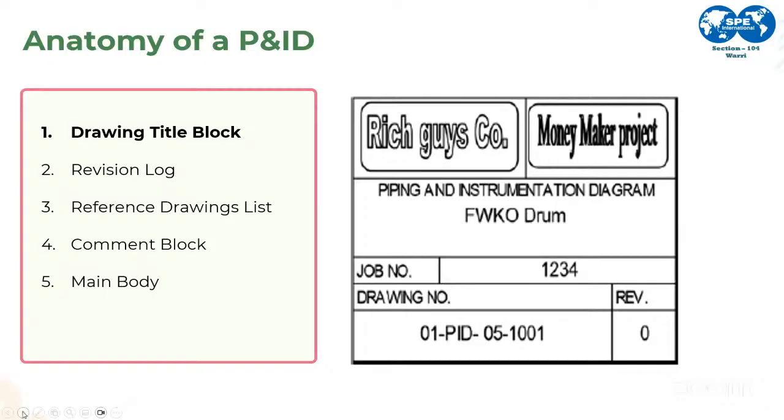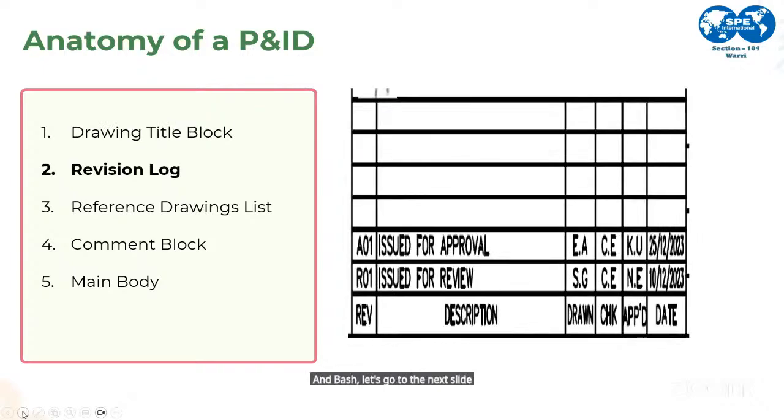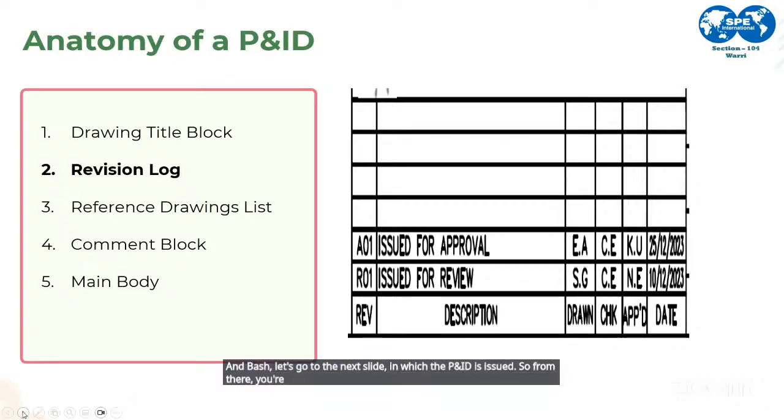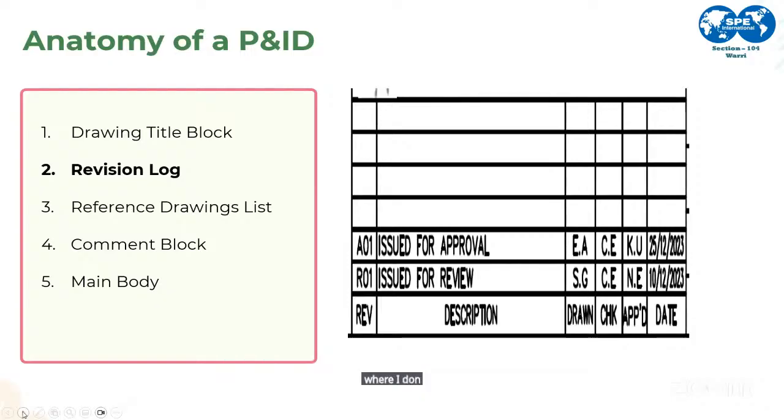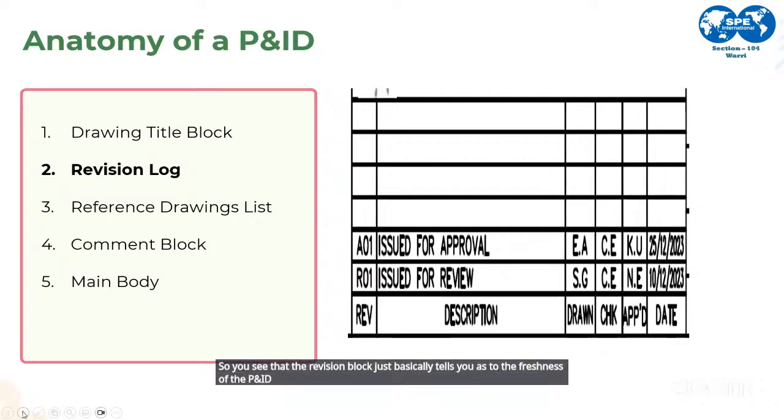The next item also is the revision log, right? The revision log just basically helps you to understand the stages in which the PNID is issued. So from there, you're able to know it is issued for review, and able to see who prepared it, who checked it, and who approved it as well, and even the date in which those revisions were done. So you see that the revision block just basically tells you as to the freshness of the PNID, and basically speaks to its reliability.